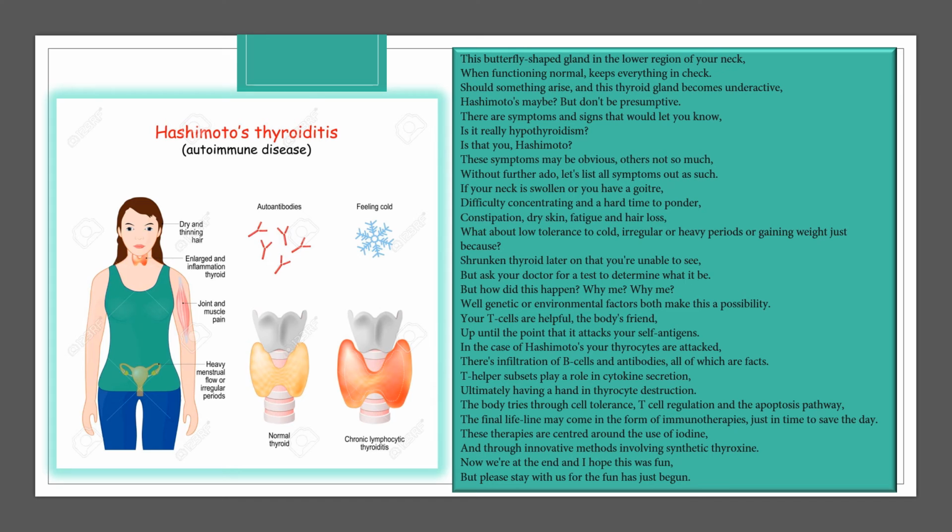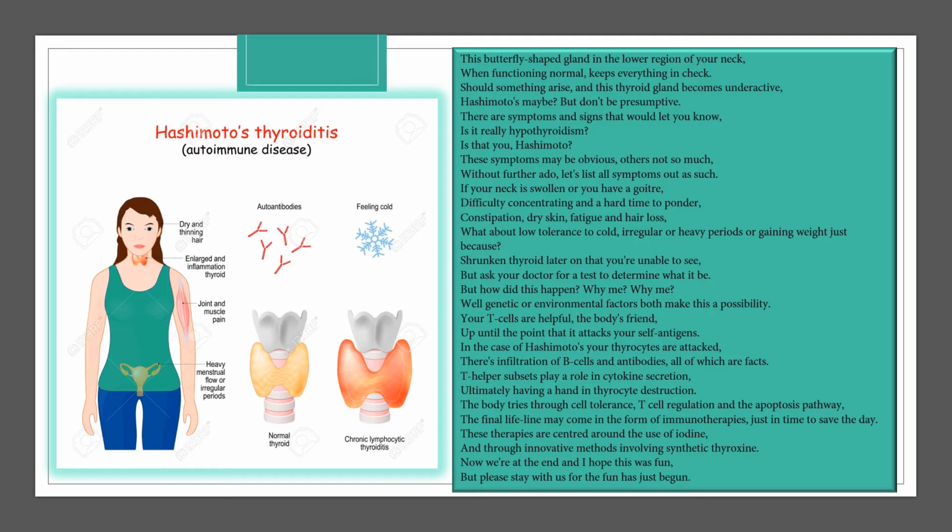This butterfly-shaped gland in the lower region of your neck, when functioning normally, keeps everything in check. Should something arise and this thyroid gland becomes underactive, Hashimoto's maybe, but don't be presumptive. There are symptoms and signs that will let you know. Is it really hypothyroidism? Is that you, Hashimoto? These symptoms may be obvious, others not so much. Without further ado, let's list all symptoms out as such.